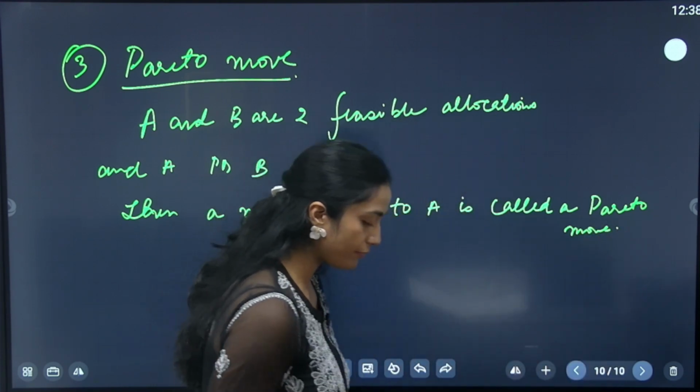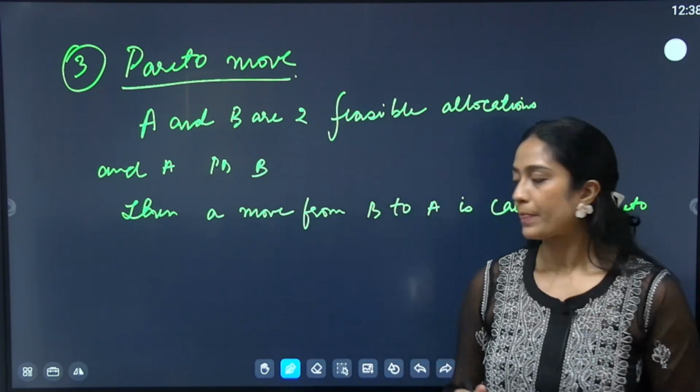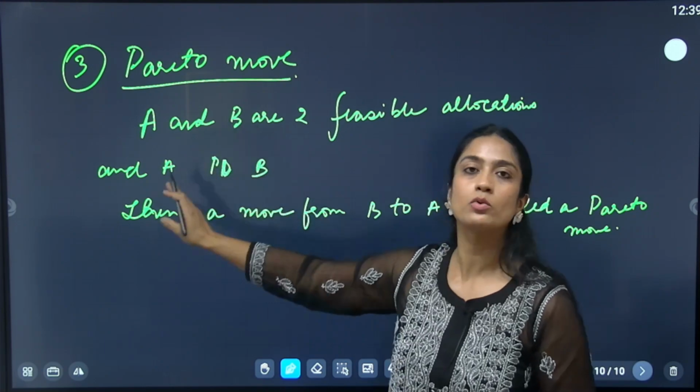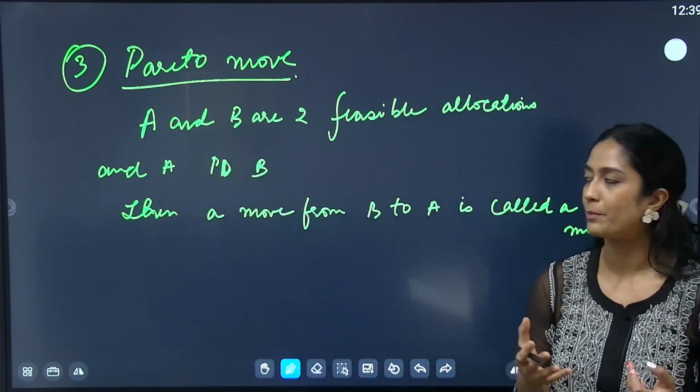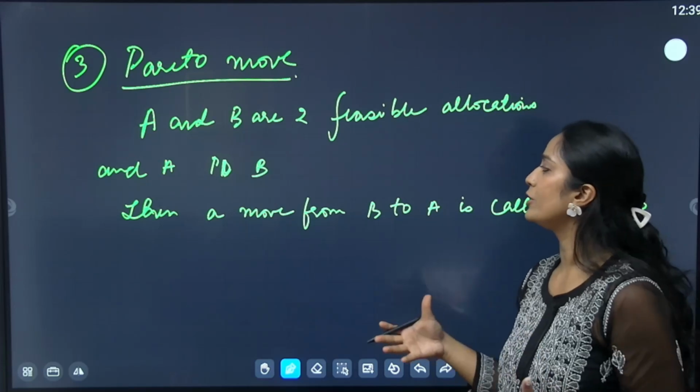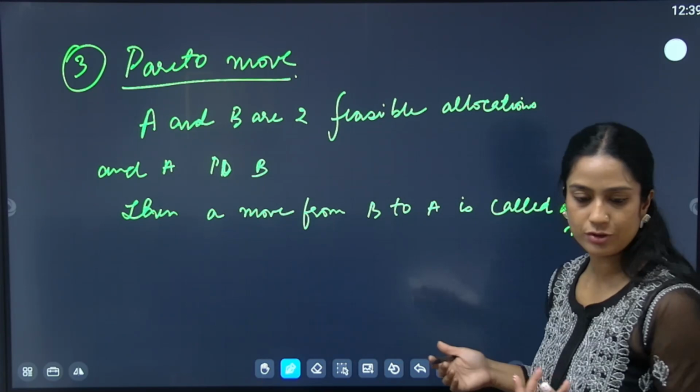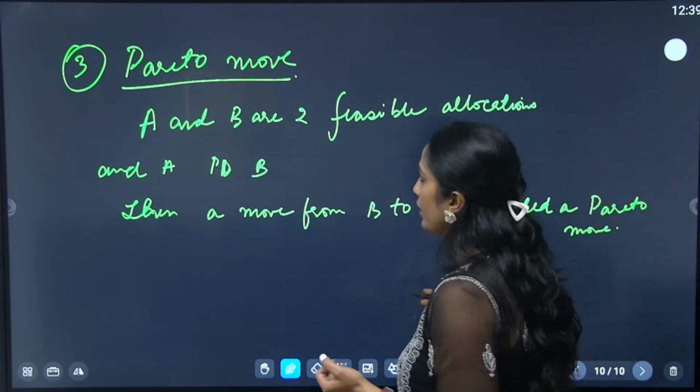So when you are moving from an inferior to a more superior bundle in terms of Pareto optimality, in terms of Pareto domination, then it's called a Pareto move. Okay, and the final definition that we will have is what is called Pareto optimal.